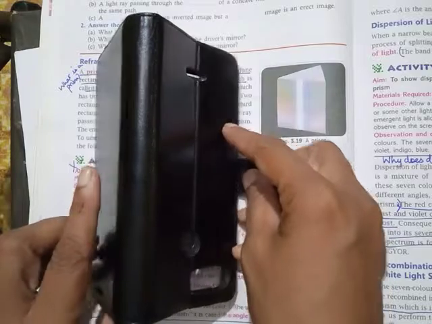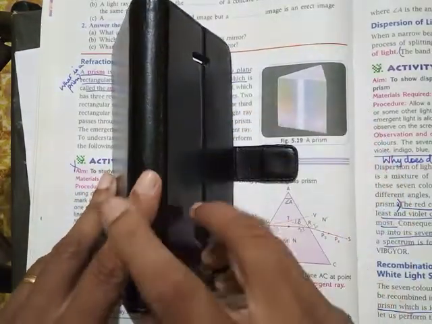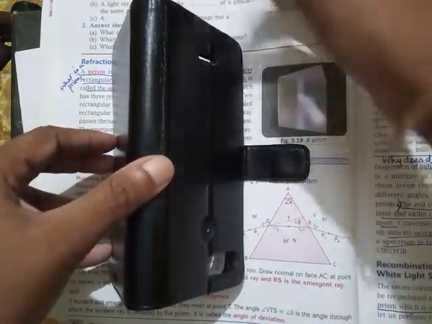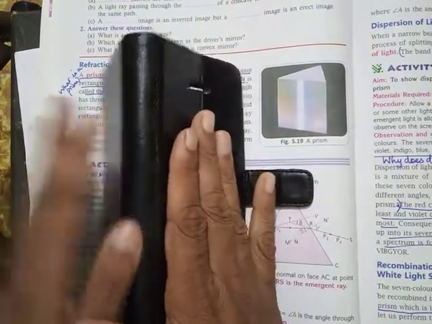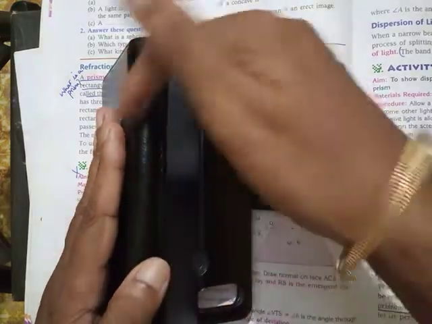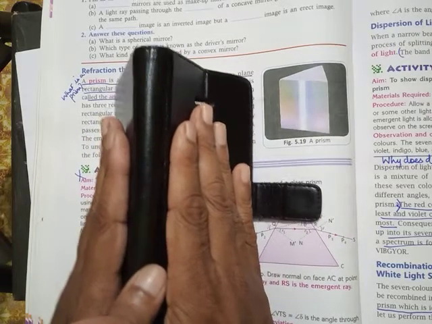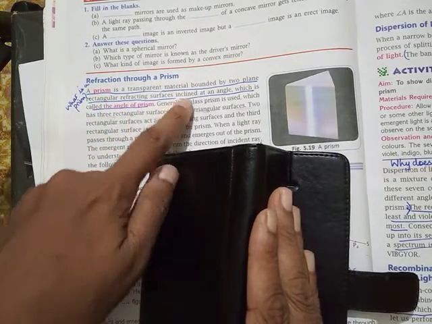You can just imagine like this, children. Like I keep a kind of tent. So this will have how many faces? Three rectangular, right? This, and then the base part. And then two triangular. Out of this, these two surfaces will be called refracting surfaces. Though there are three rectangular surfaces, only these two will be refracting at a time. So that's why it is bounded by two plane rectangular refracting surfaces inclined at an angle.